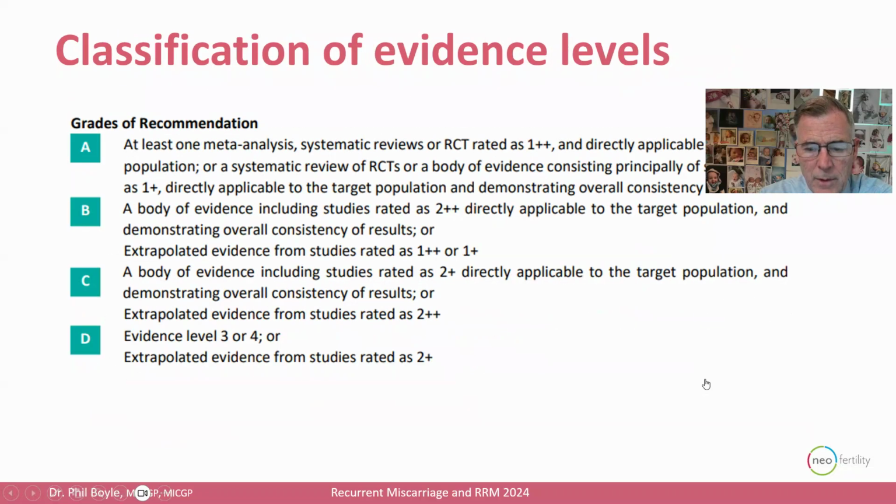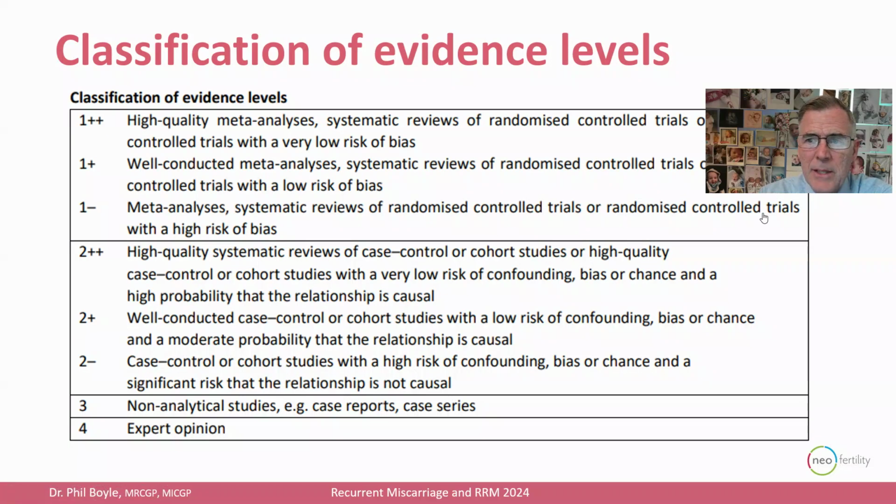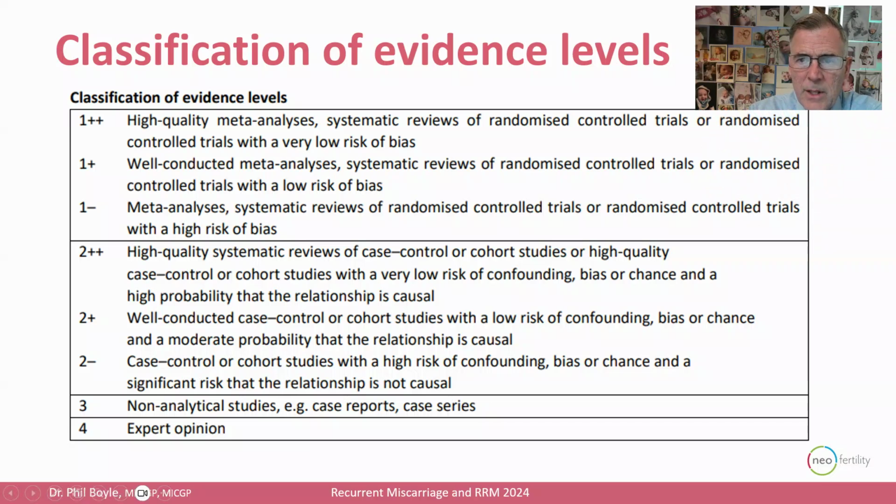Here we go. So the classifications of evidence is really quite interesting because this helps you to understand, when we're reading their guidelines, what level of evidence do they have for a particular intervention. And you get a level of 1++, which is the best of the best study of evidence you could have. So that's a high quality meta-analysis, systematic reviews of randomized controlled clinical trials. So they're all randomized controlled clinical trials for level 1 of varying degrees of quality.